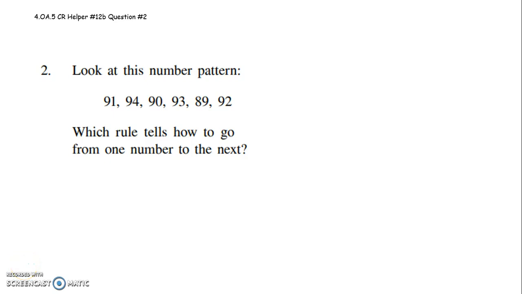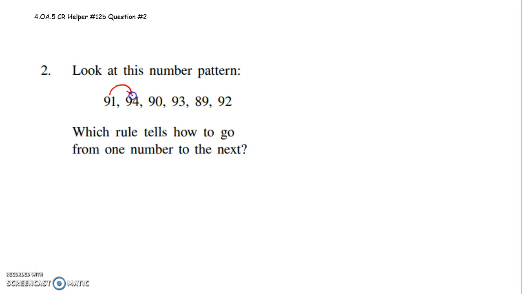All right, sixth graders, this is to help you with question two on CR12 version B. It says, look at this number pattern. 91 goes to 94, back to 90, up to 93, back down to 89, up to 92. Which rule tells how to go from one number to the next? Okay, let's see what we're doing here.